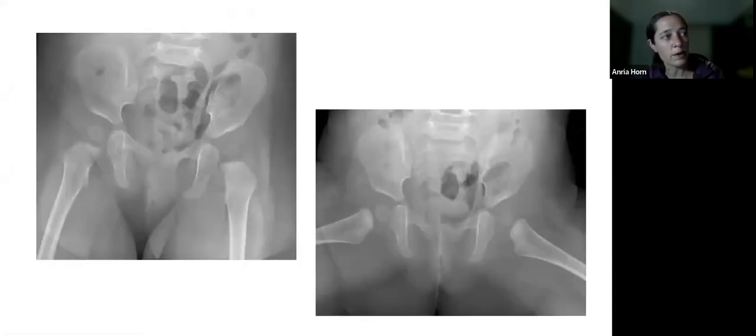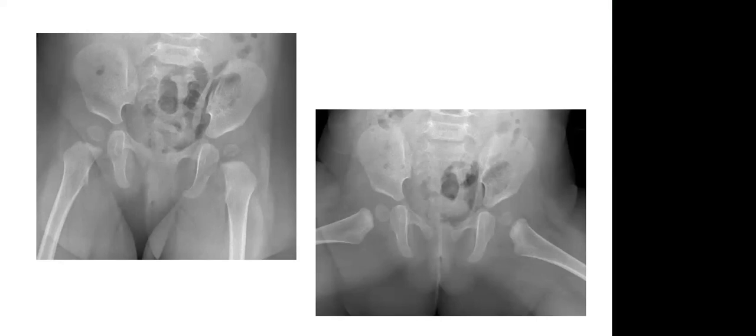But are you completely happy with this X-ray? Do you think, okay, fine, cured, discharge? Or is there something that still concerns you a bit here? Okay, so the left-sided ossification nucleus is smaller, which I think you can expect with a more pathological hip. The problem is the acetabular index is still quite steep opposed to the right side.